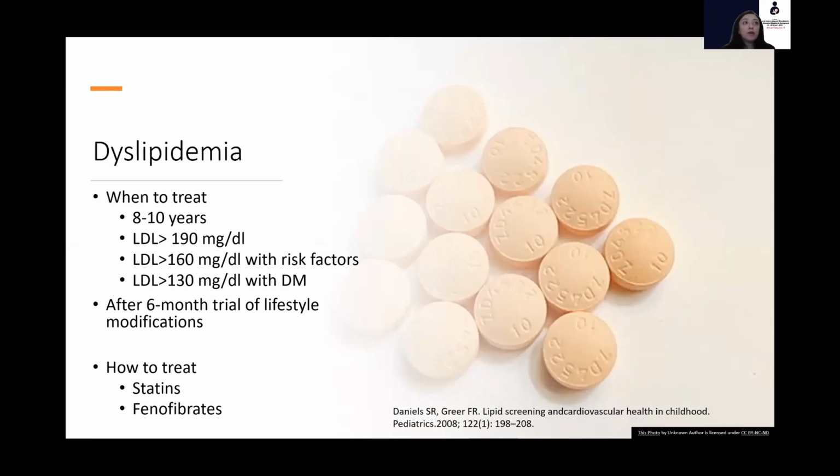What about pharmacologic treatment for dyslipidemia? We treat children who are above the age of 10. If after a 6-month trial of lifestyle modification we continue to have an elevated LDL, so an LDL greater than 190, or if they have other risk factors such as obesity or a family history of early cardiovascular disease, then 160 is the cutoff. And if they have diabetes, whether type 1 or type 2, then the cutoff will be 130. The available treatments really are statins and fenofibrates.